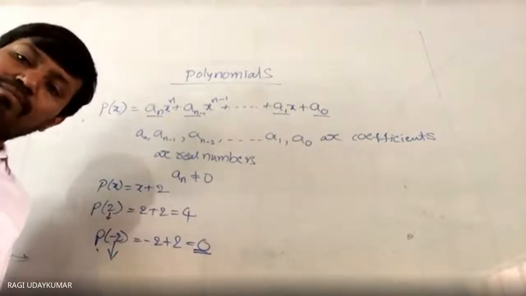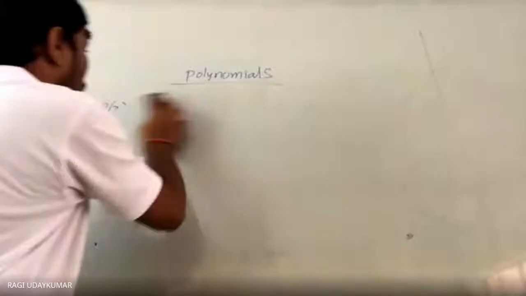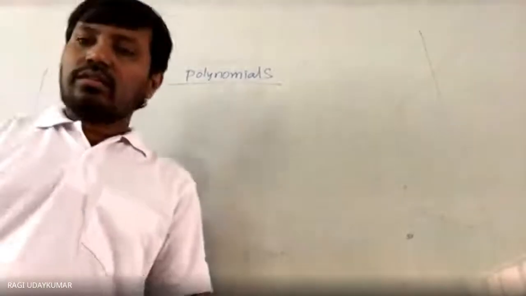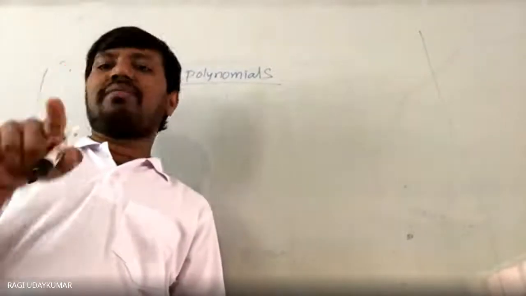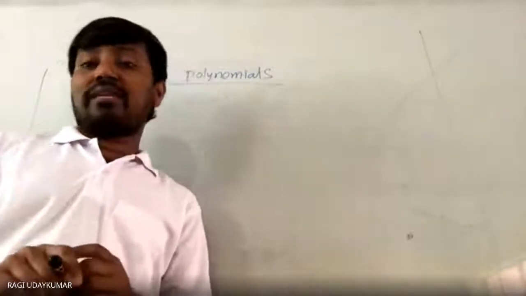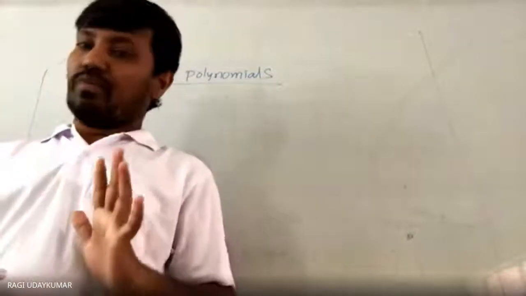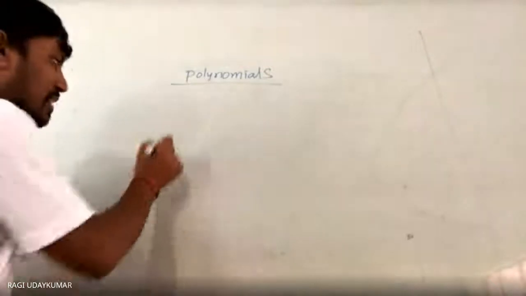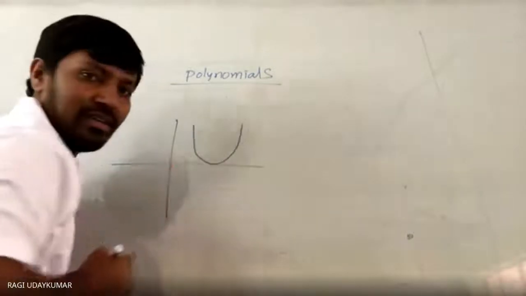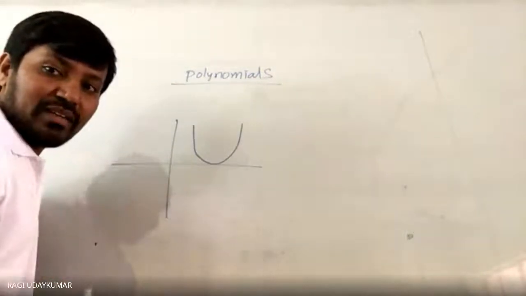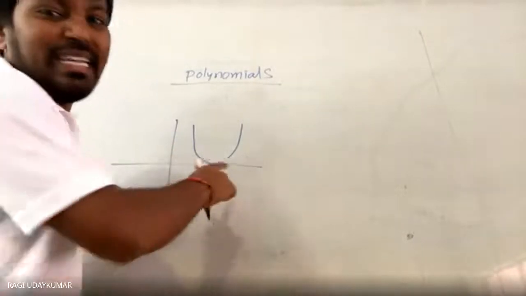Now, by the geometrical meaning of the zero of the polynomial, if the graph touches the x-axis at only one point, then it is going to have one zero. Do remember that it doesn't mean that if the graph is touching at only one point, it is a linear polynomial. Don't consider that.